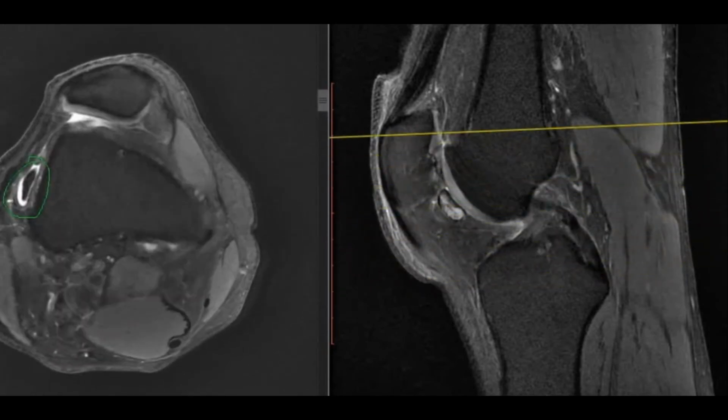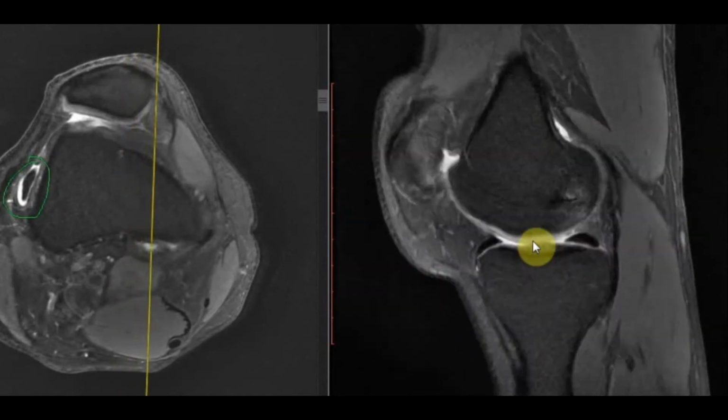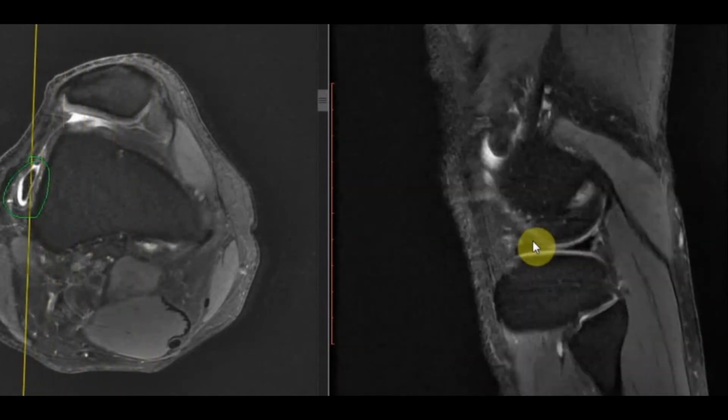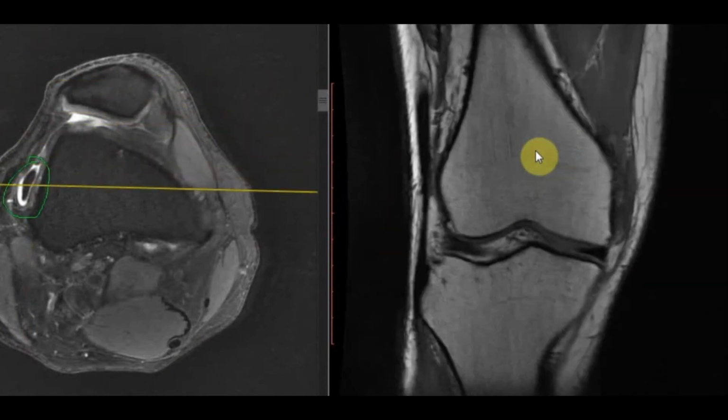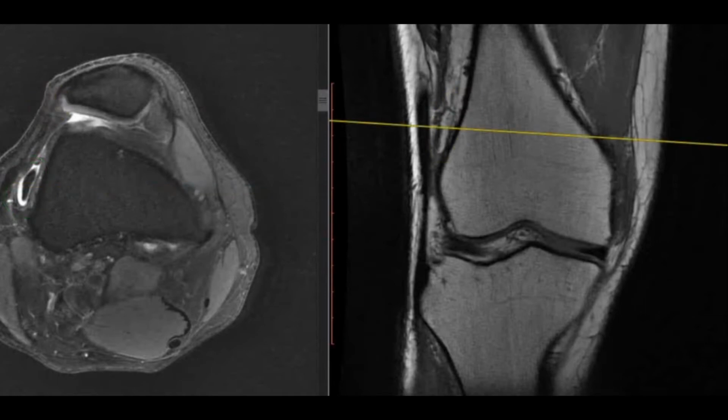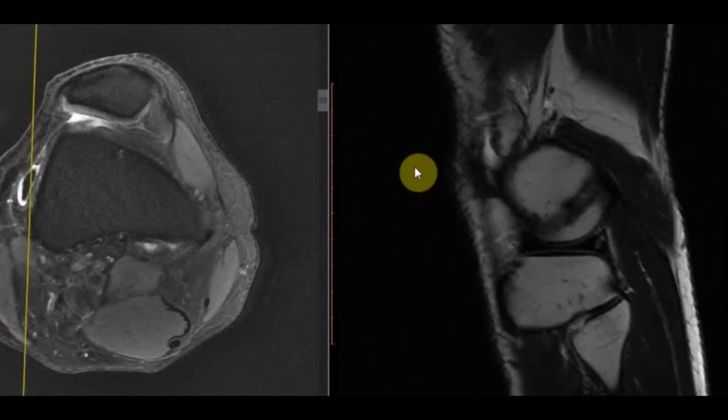We can see that loose body in other planes. Here it is. Let's see that in T1 weighted sequence. We can see that this loose body is having fatty marrow inside it. So it is an ossified loose body. We can also see that in T2 weighted sequence, there is fatty marrow inside the loose body. How beautiful it is.